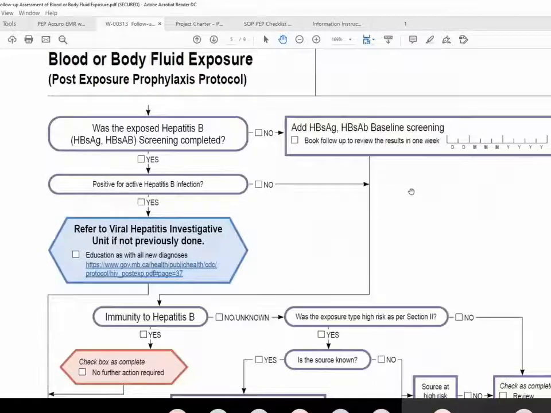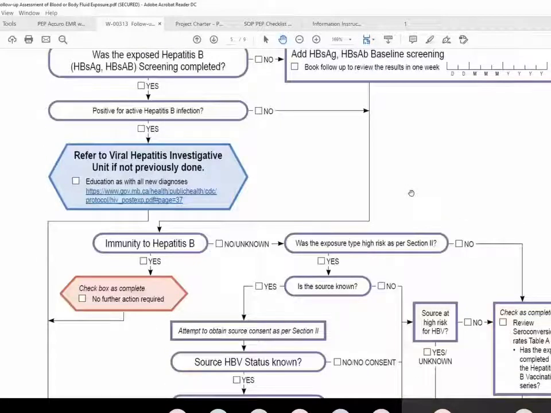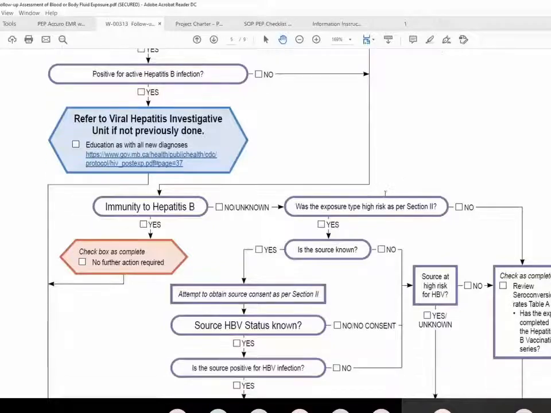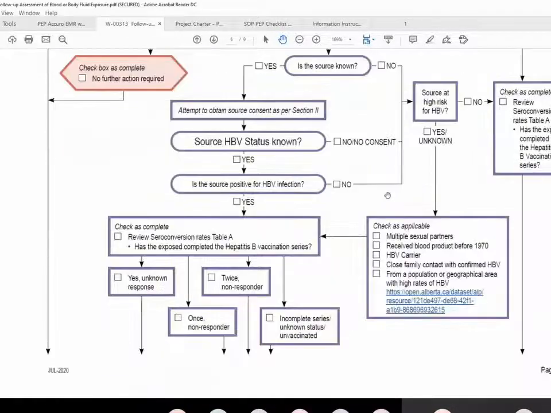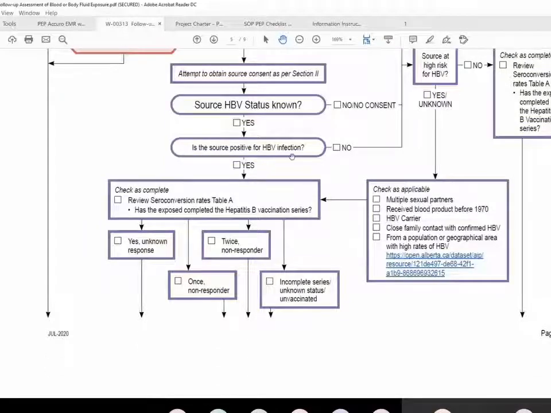Hepatitis B is a bit tricky because it divides it up into whether the source is known to be positive or not known to be positive. And then within each of those, there are 3 options based on the exposed risk. So based on whether that exposed patient has had any of the immunizations for hepatitis B.